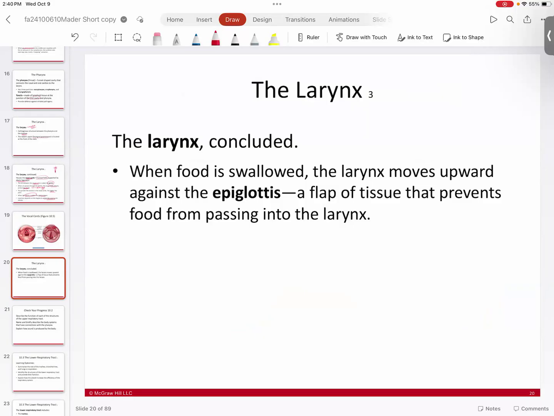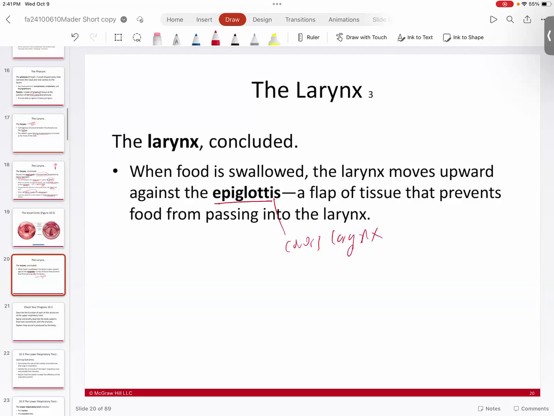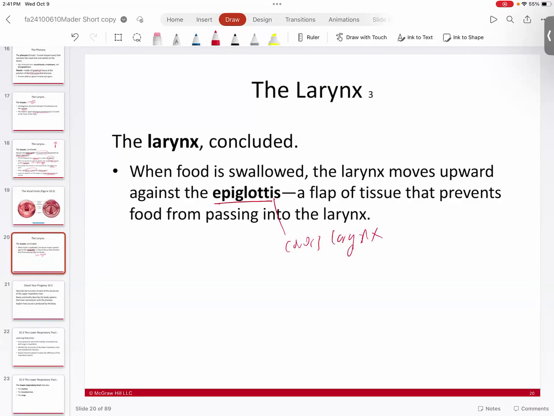So what happens when you swallow food? Basically, when you swallow food, your larynx will move up. It'll push up against the epiglottis, which covers the larynx. And so this will cover up the larynx and disallow food from moving into the trachea. So if everything's going well and you're swallowing and you're not inhaling your food, then your food that's going down should land on top of that larynx.